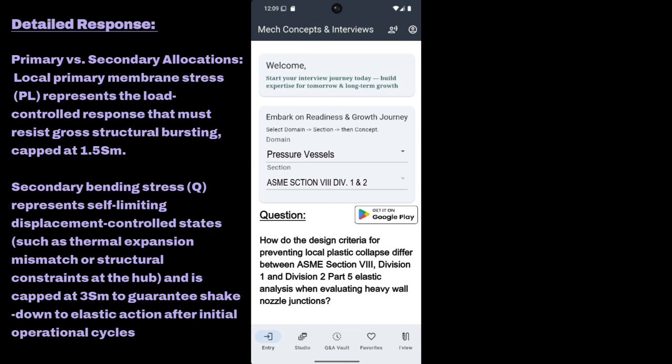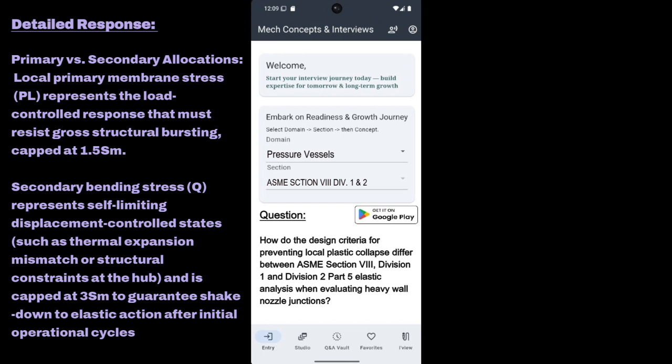Let us play devil's advocate for a moment. Division 2, Part 5, Design by Analysis, requires expensive, computationally heavy finite element analysis. It demands significant engineering man-hours. It does. Division 1 simply dictates we weld on a reinforcing pad to replace the cut metal. Why take on the upfront costs and schedule delay of an FEA when Division 1 has historically provided thick, seemingly robust junctions?